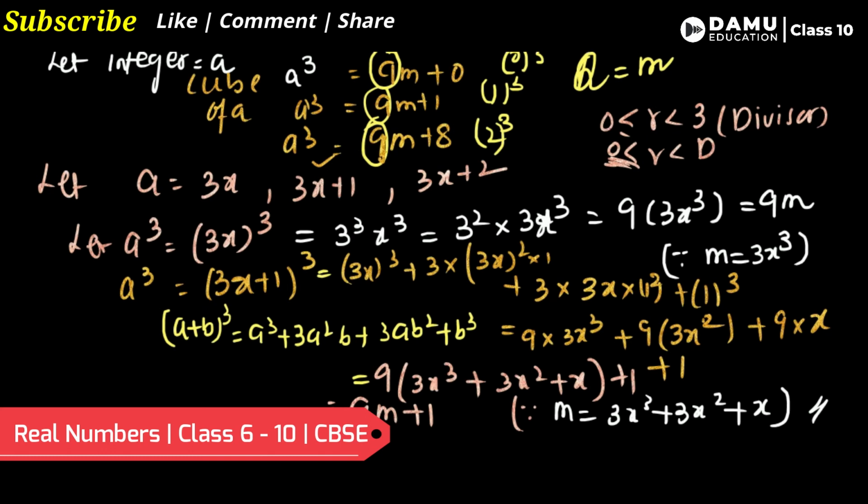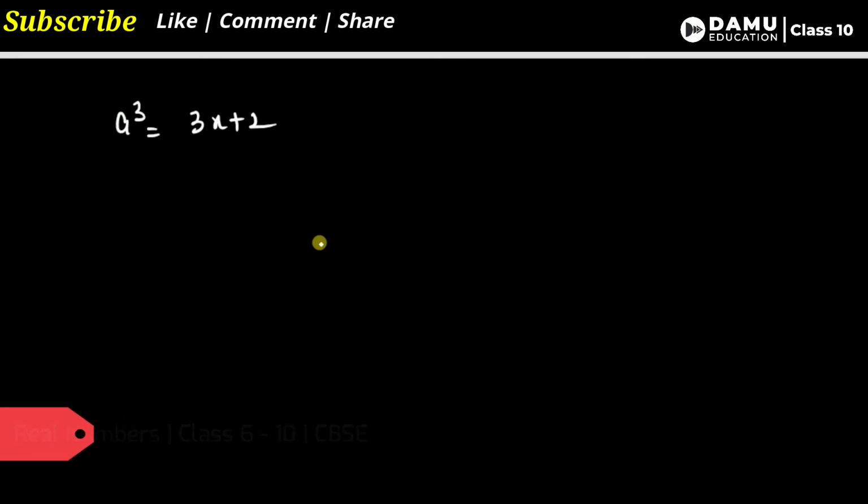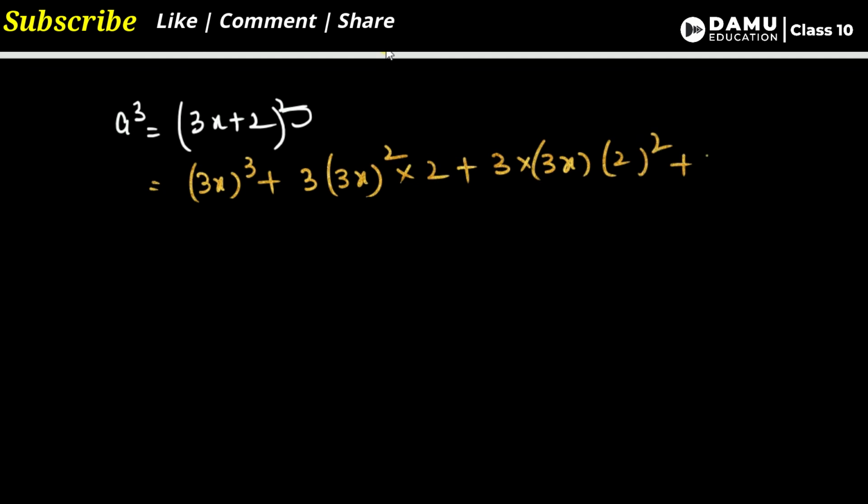Then a cube, again we have to write for 3x plus 2. So 3x plus 2 is there for that. So a cube will be equal to (3x plus 2) whole cube. Already we have covered 1. So since we already know the formula, that is a cube, (3x) whole cube, plus 3a square b, (3x) whole square, b is 2, plus 3ab square, that is 2 square, plus 2 cube.